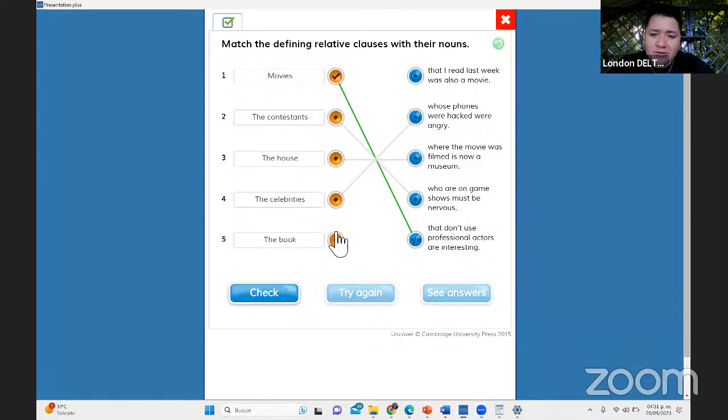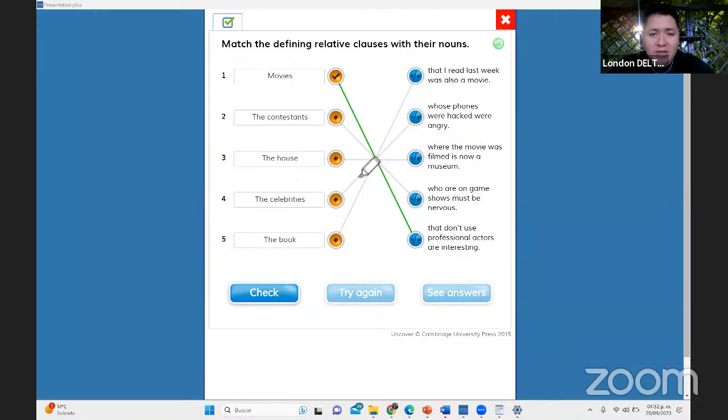Okay, the book. It will be this one, right? The book that I read last week was also a movie. Okay, so these are defining relative clauses. These sentences are telling something that is necessary to know what you're talking about. In the example, the contestants son los competidores, pero no sé de qué estamos hablando. Entonces, la información que tenemos aquí es indispensable. The information is necessary to know what I'm talking about. I'm not talking about every contestant. I'm just talking about contestants who are on game shows.